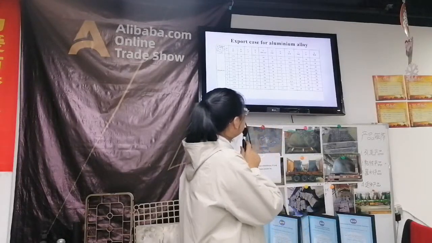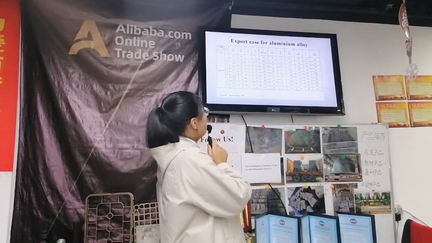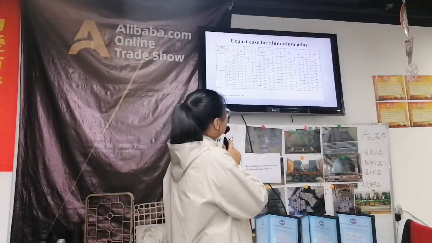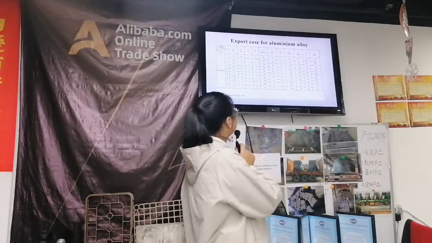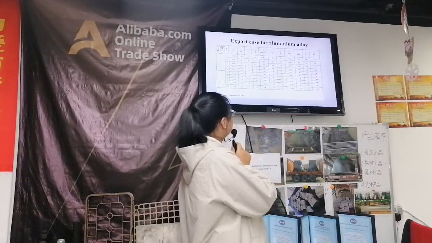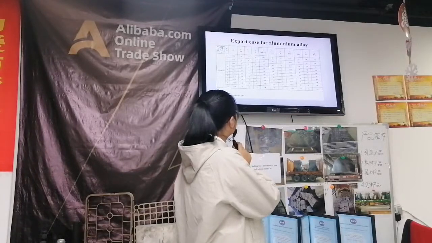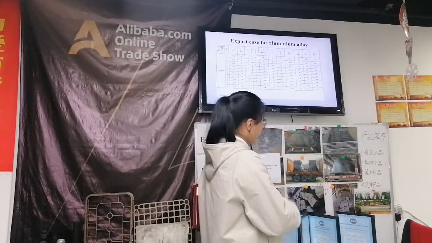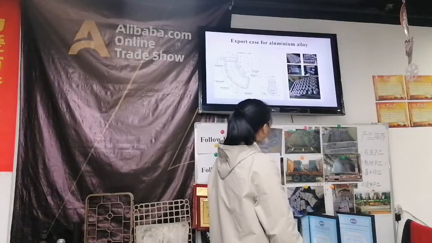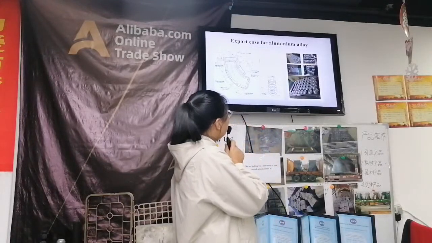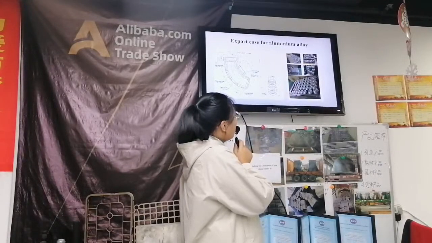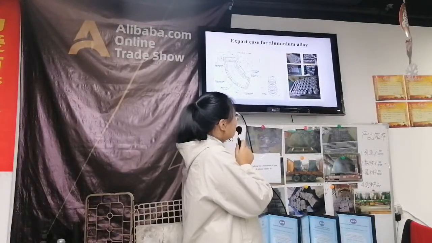Next, this one is the dimensional check test report for aluminum alloy. This one is our joints and producing photos.